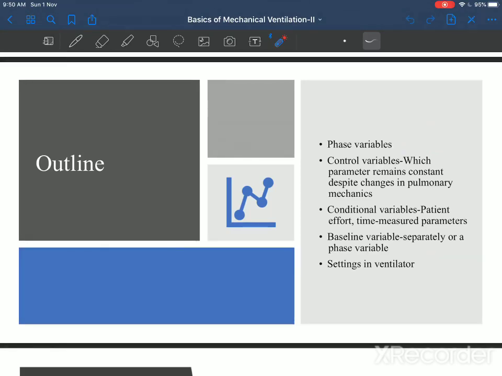Expiration is generally a passive process, isn't it so? But even during the passive process, some amount of pressure continuously exists, and that is the baseline variable, and that is your PEEP. Throughout the ventilator presentation, I will be using PIP and PEEP, because during presentation it will get lost in translation. PIP is peak inspiratory pressure. PEEP is positive end expiratory pressure.